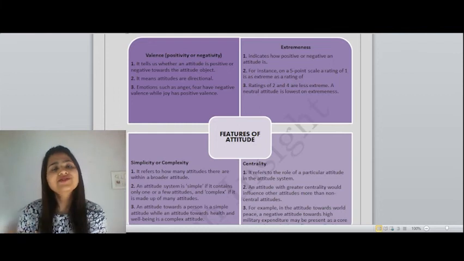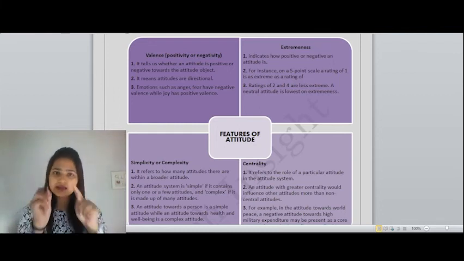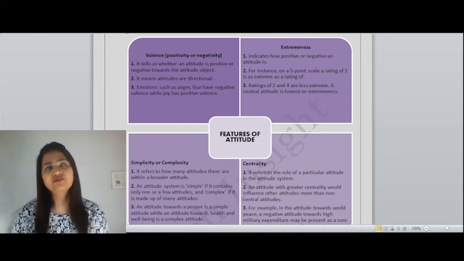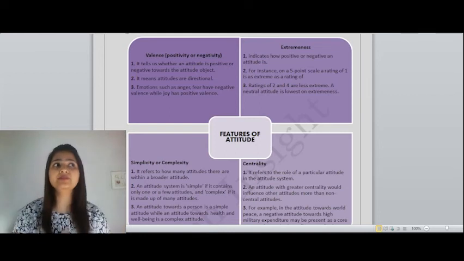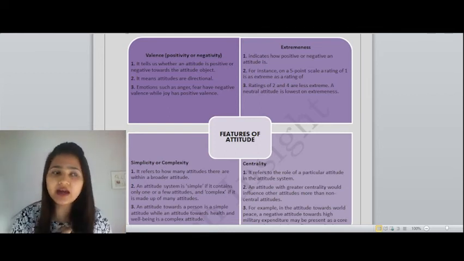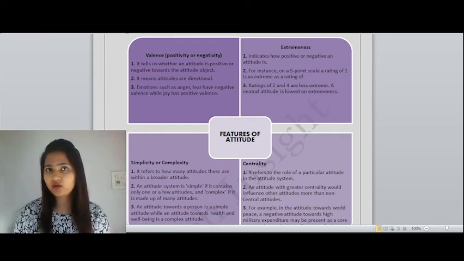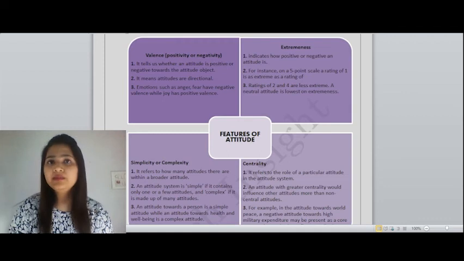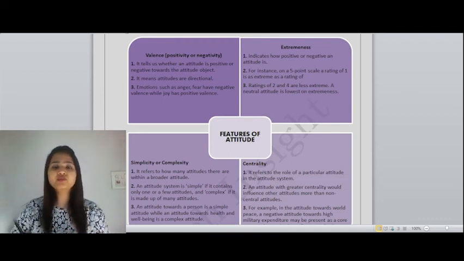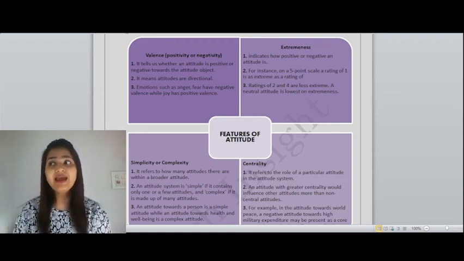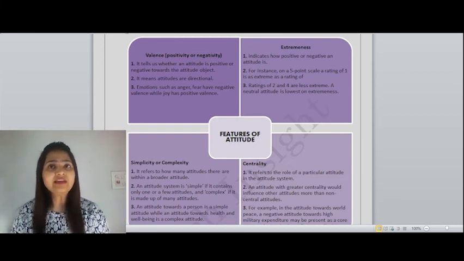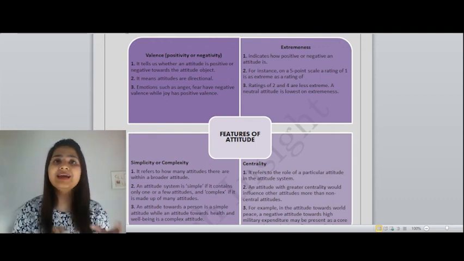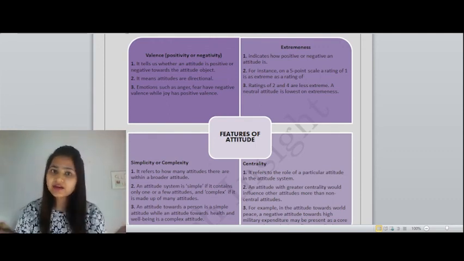Last, centrality. Centrality basically means where that particular attitude lies in my entire attitude system. For example, let's say I am somebody who is very kind, a very good person. Goodness and kindness is something that I very, very strongly believe in. So this particular attitude will have a central place in my attitude system, and most of my behaviors will be regulated by this attitude. That is what centrality is. Centrality is the role that a particular attitude has in the entire attitude system.